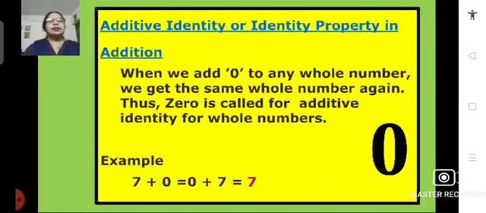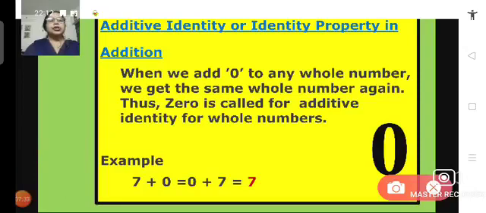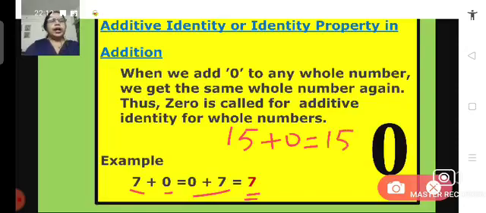Now let's discuss the next one, that is additive identity or identity property of addition of whole numbers. Children, when we add 0 to any whole number, we get the whole number as the result. So 0 is known as the additive identity of whole numbers. 7 plus 0 will be 7, or 0 plus 7 will also be 7. And in fact, any number, when we add 0 to it, we get the same number. So 0 is known as additive identity of whole numbers.